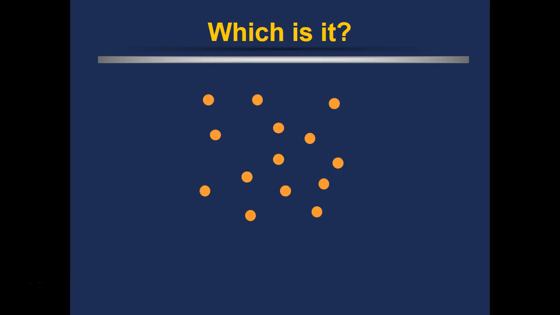So let's practice. What is this? If these spheres represent atoms, what do we have here? Well, notice they're not joined to anything else, and there's no other type, meaning color or shape, in there. So this must be an element. Single atoms, all of the same type.